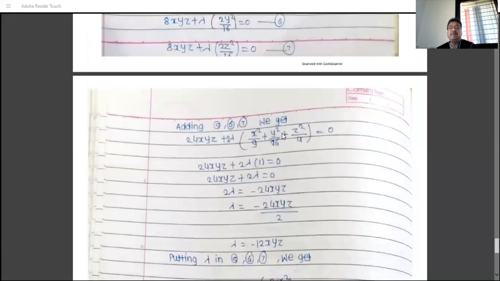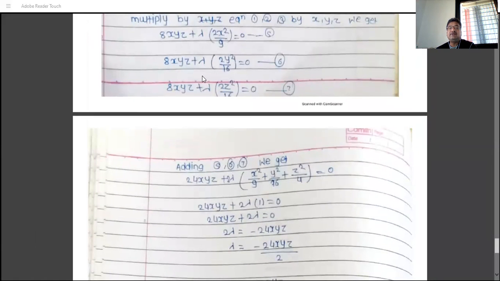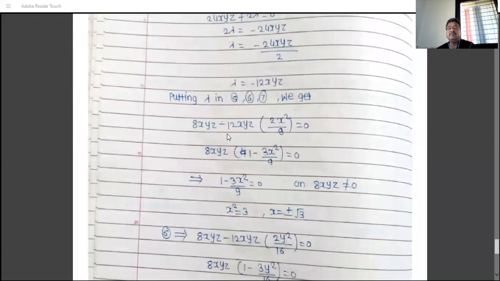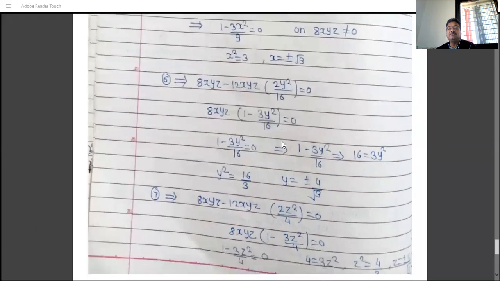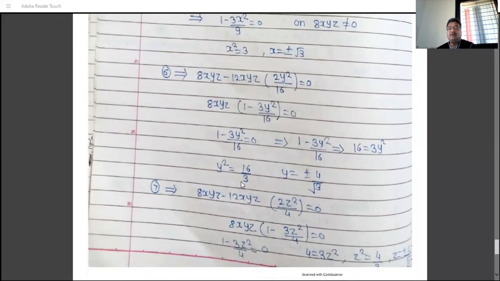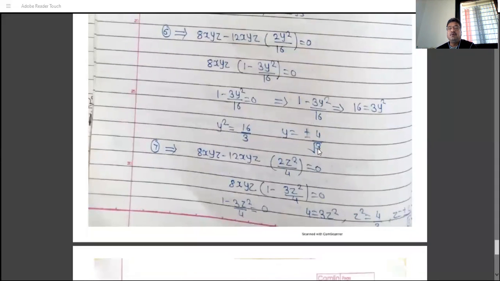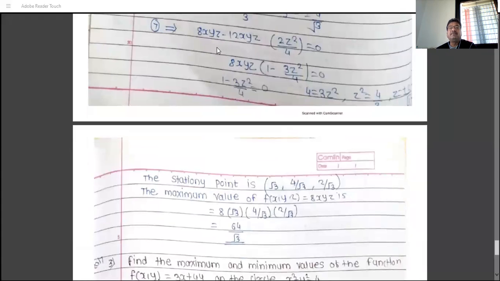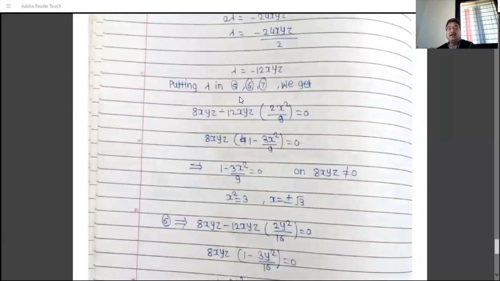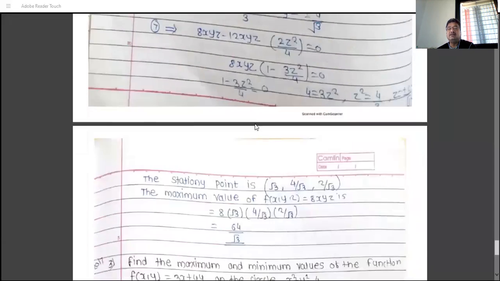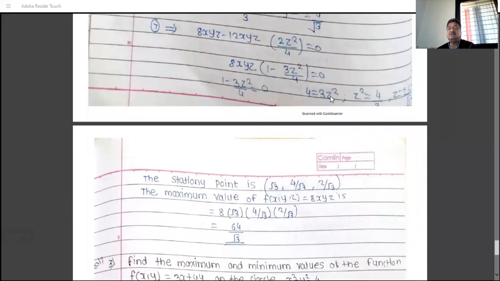Similarly, substitute this lambda in equation number 6. We have this equation, and then take 8xyz as common again. 12 into 2 is 24. We have 3y square by 16, and therefore y square is 16 by 3, so y is plus minus 4 by root 3. Then substitute this lambda in equation number 7, and again take 8xyz as common. We have this bracket is equal to 0, and therefore z square is 4 by 3. Therefore, z is plus minus 2 by root 3.